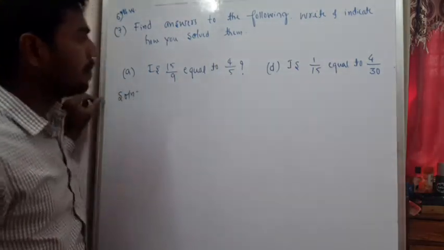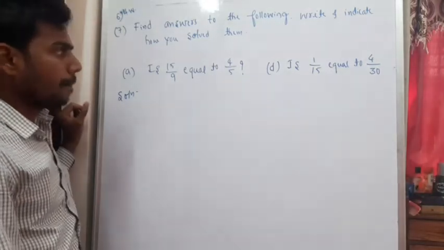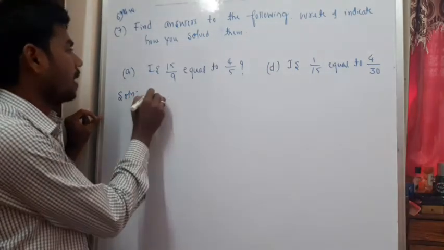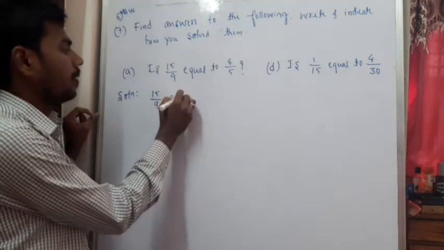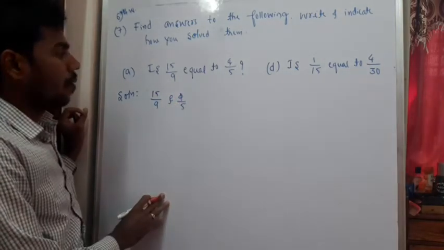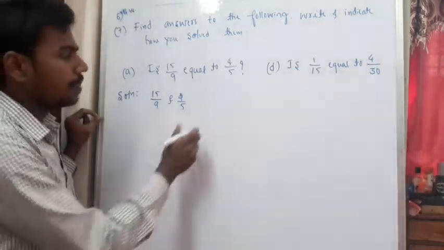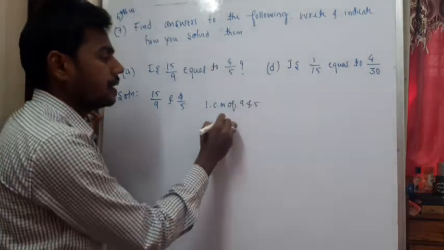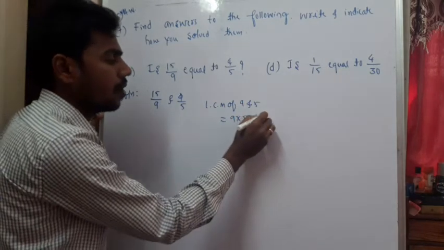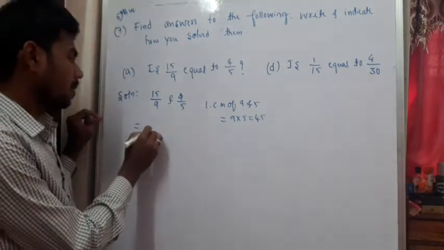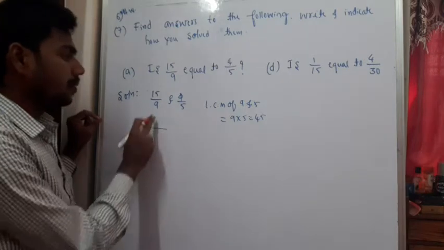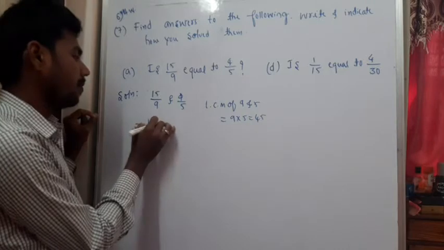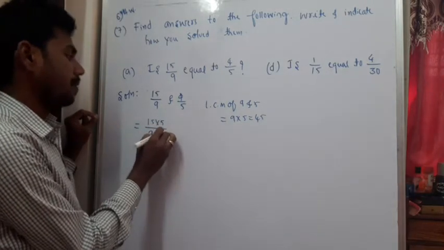is 15 by 9 equal to 4 by 5? So to compare any two fractions, we need to make the denominators equal. Okay. 15 by 9 and 4 by 5. So what is the LCM? Since 9 and 5 are co-prime, LCM of 9 and 5 is equal to 9 into 5, which is equal to 45. Fine. So to make this 45, I need to multiply with 5. 15 into 5, 9 into 5.